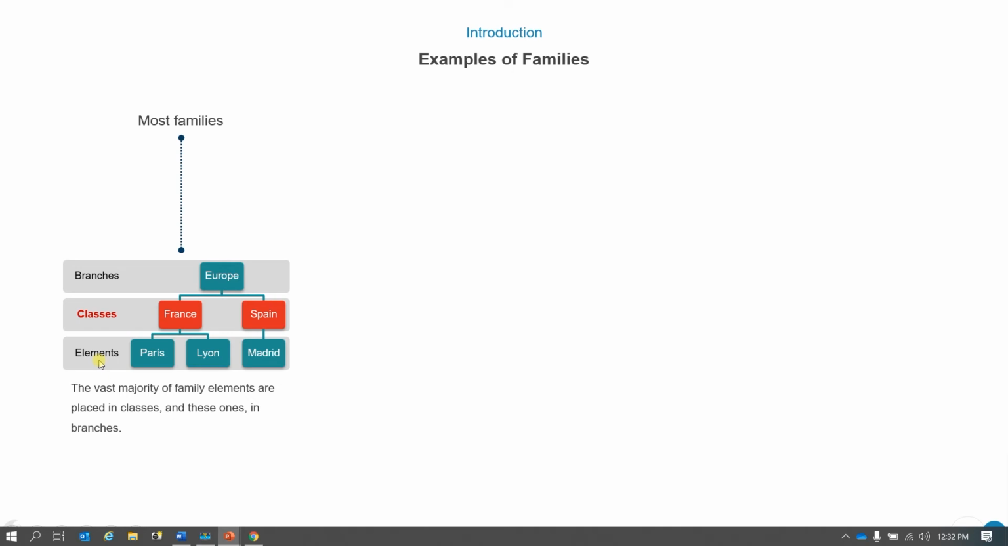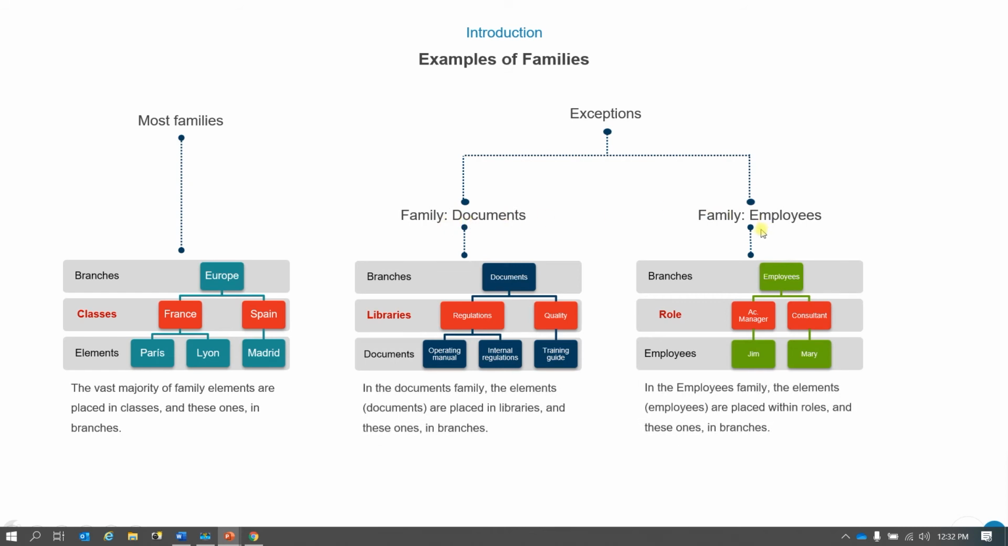We can observe that there are two families that are a bit different. The extensions will be the family documents and the family employees. What are the differences? In the documents family, we have libraries as opposed to classes. The elements are documents that we create in a library. Every time we create an element in a family, we have to place it in a class. In this case, we will have to select a library.